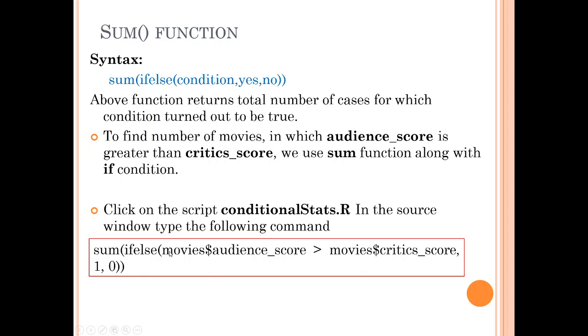If else, the code is exactly similar. Just rather than putting this into a new column, we are putting it inside a sum function. So in sum, we are giving if else. In if else, we are having a condition. If that condition comes out to be true, that is audience score is more than critic score, 1 will be the output, otherwise 0 will be the output. And this function will only calculate how many times this condition came out to be true. Means that the result of the sum function will tell us how many rows have audience score more than critic score.